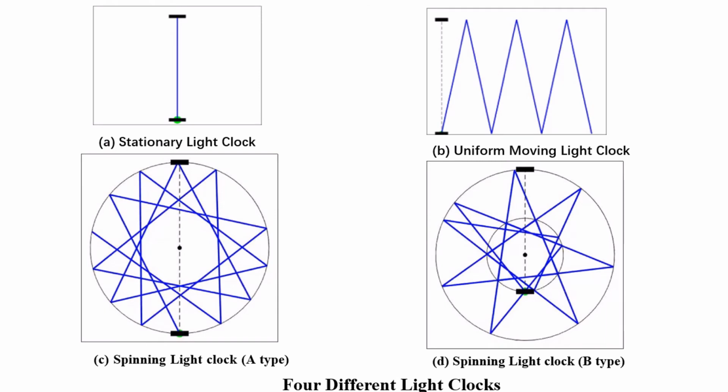Here we put four different light clocks together, and we can see that we can have different ways to construct different kinds of light clocks: the stationary light clock, the uniform moving light clock, and spinning light clocks.